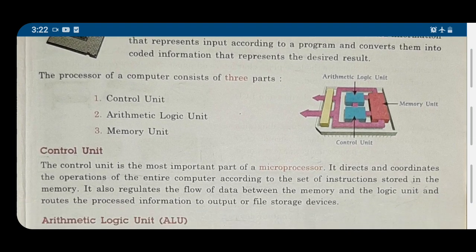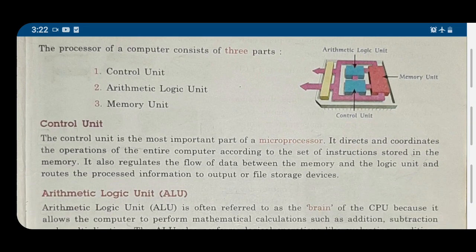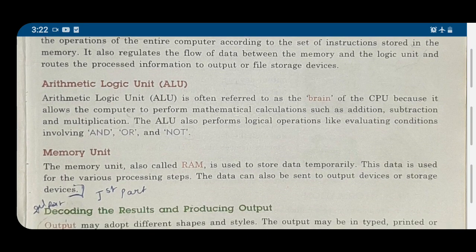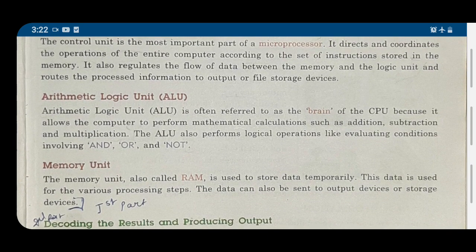The control unit is the most important part of the microprocessor. In the arithmetic logic unit we do the calculations: multiplication, addition, subtraction. The memory unit is also called RAM, in which we store our data temporarily, and this data is used for various processing steps. I hope you understand up to here.